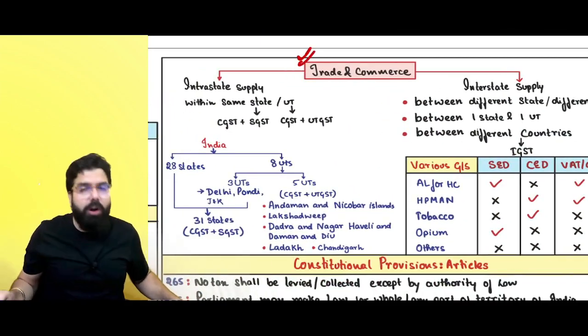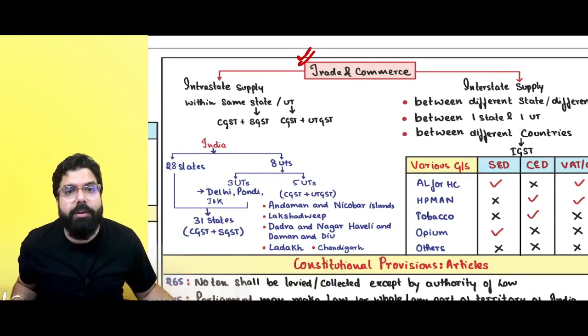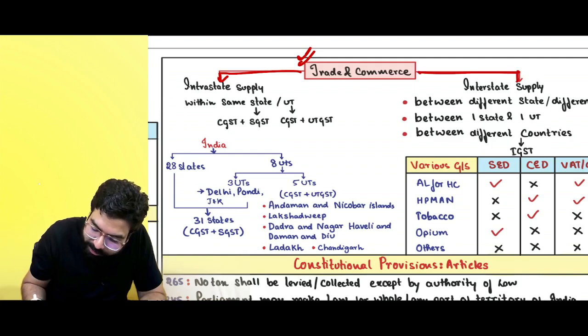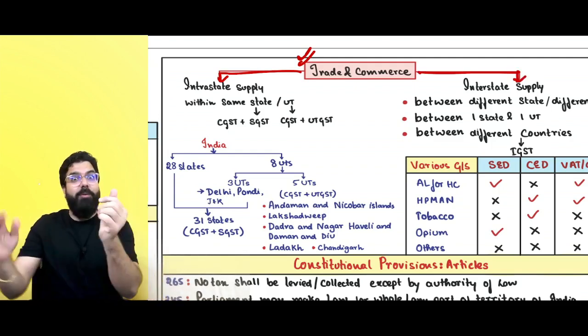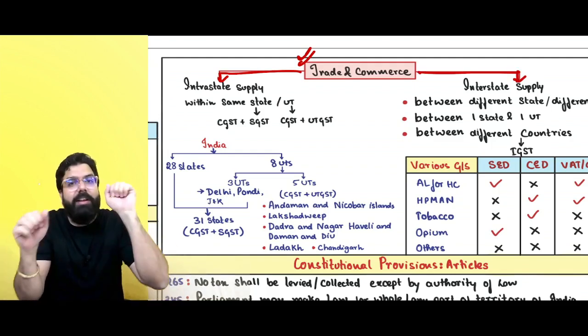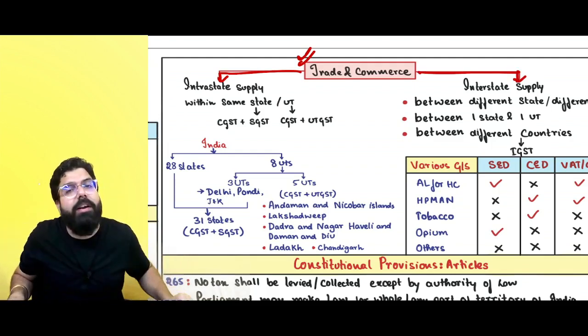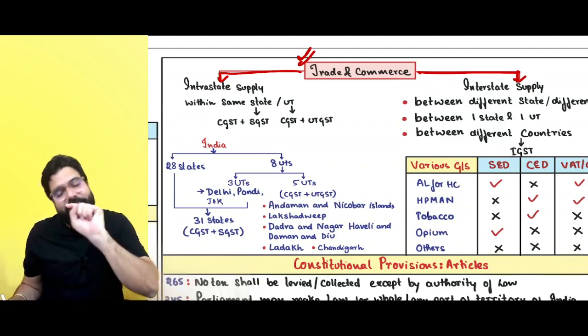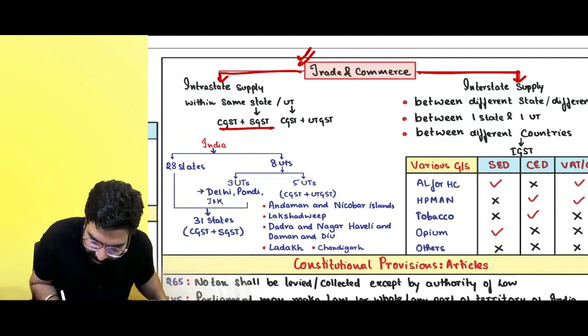Next, whenever I talk about trade and commerce in the country, trade and commerce can be intrastate trade or interstate trade. Sir, what do you mean by intrastate trade? Intrastate trade means whenever trade is happening within the same state or within the same union territory, we call it intrastate, and whenever it is intrastate trade, CGST and SGST, or CGST and UTGST, shall be charged.